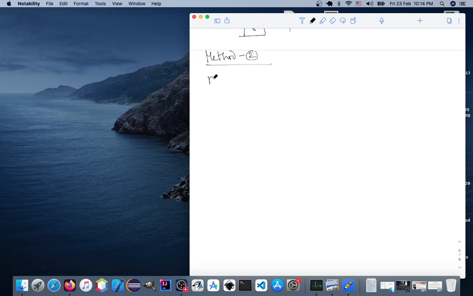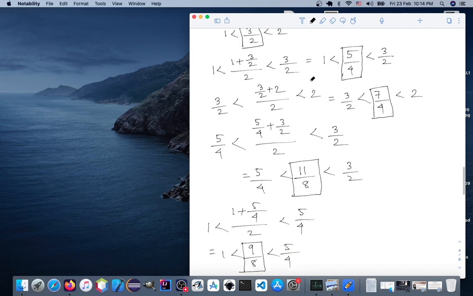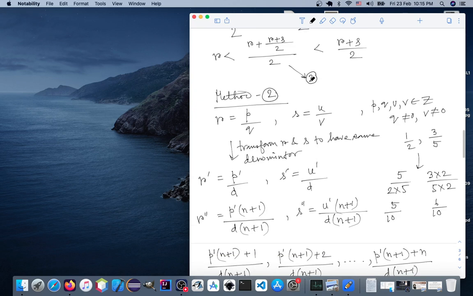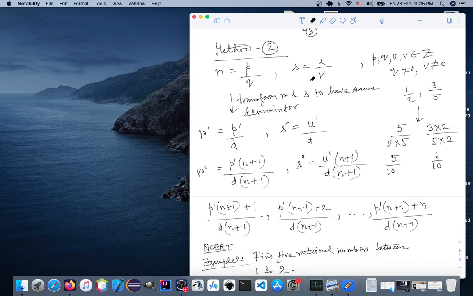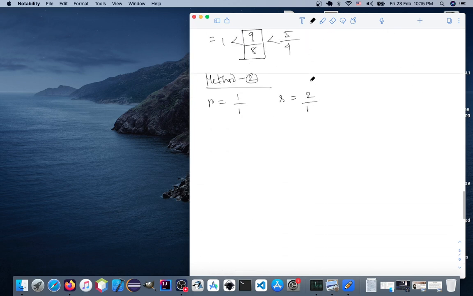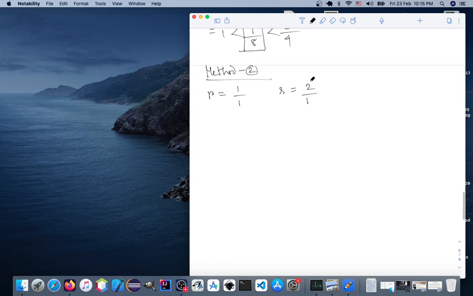Over here R is 1, which is 1 by 1. An integer in the form of a rational number means Q is 1, the denominator is 1. Also S is 2, which is 2 by 1. So the denominator is already the same. Remember, for method 2, we first had to transform the given two rational numbers so that the denominators become the same. In this case, the denominator is already the same.